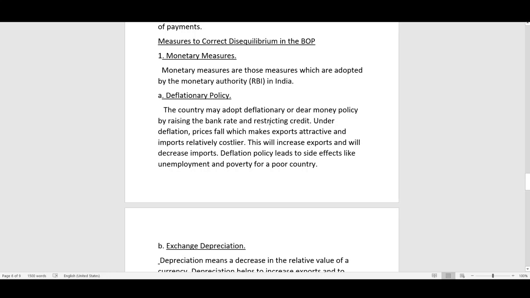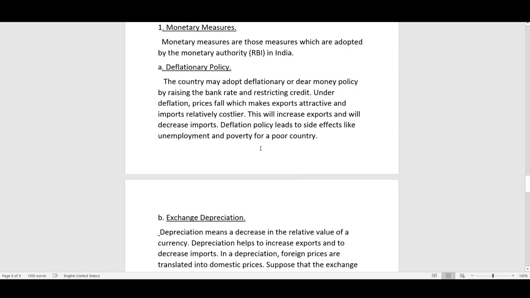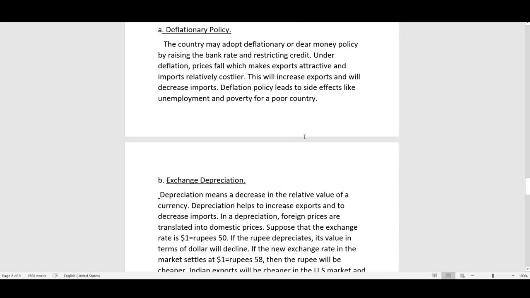Restricting means controlling credit. Under deflation, prices fall, which makes exports attractive and imports relatively costlier. Means the price of the imports will increase and exports will become cheaper. This will increase exports and will decrease imports. Deflation policy leads to side effects like unemployment and poverty for a poor country.